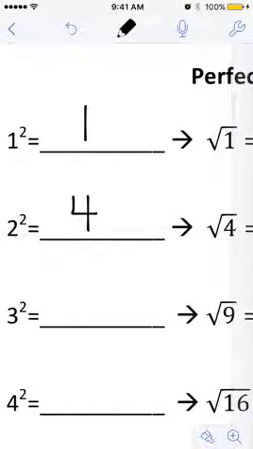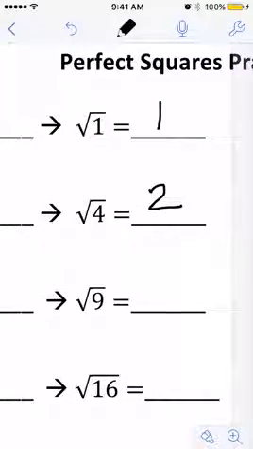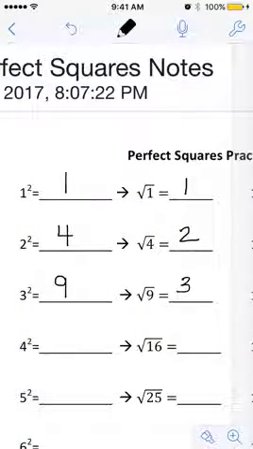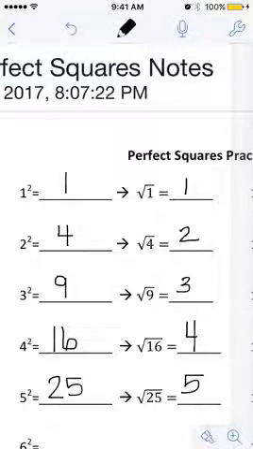Going back, 3 squared is 9. And then the square root of 9 is 3. And if you take a look at these all together, you can kind of see going from 1 to 2 to 3 how they're each other's inverse. 4 squared versus the square root of 4. So moving on, we have 4 squared, which is 16. And the square root of 16 is 4. 5 squared, 25. And the square root of 25 is 5.